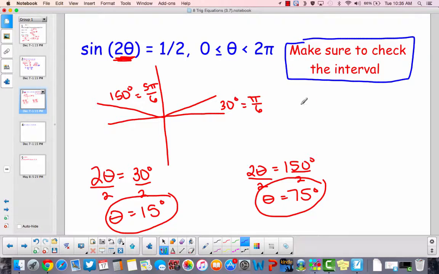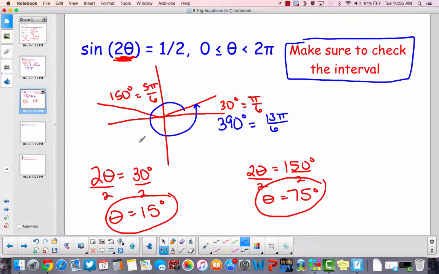Well, if you're checking the interval, theta of 15 degrees and theta of 75 degrees are both within that interval. They're both less than 2 pi. But let's think about what would happen if we traveled around the circle again and landed here. Where would we be? We'd be at 360 plus 30, so we'd be at 390 degrees, which would be 13 pi over 6.